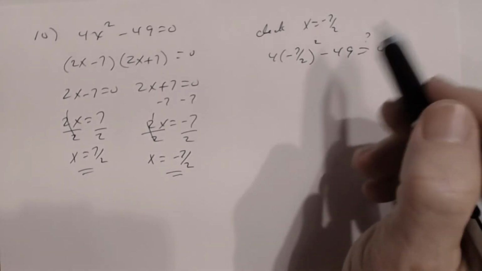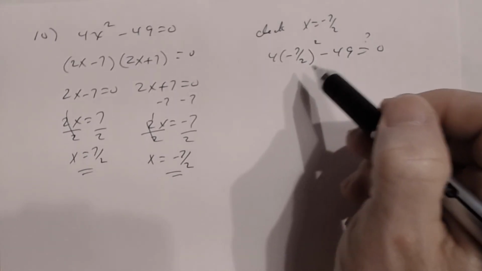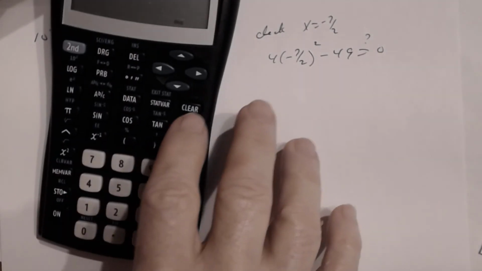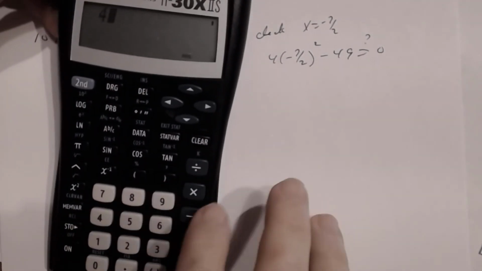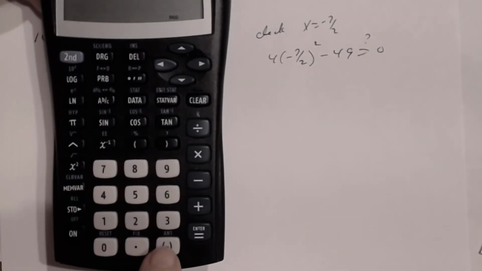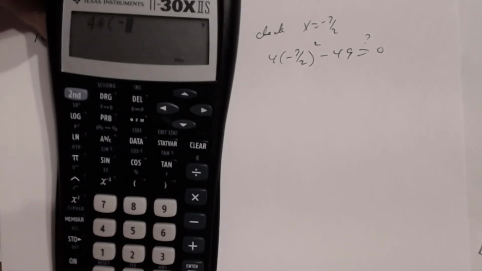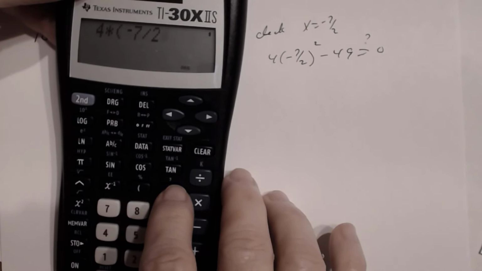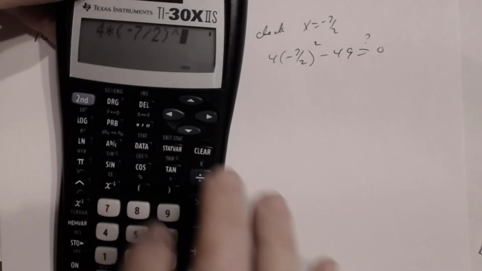Use your calculator. Notice, though, I put that in parentheses, so that parentheses is important. You must use parentheses. So you're going to say 4 times parentheses negative. Make sure you press the negative button, not the subtraction. Negative 7 divided by 2. Close the parentheses, and then I square it.